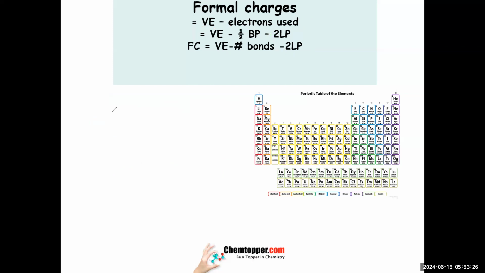Okay, giving you more examples. Check this. Check the formal charge on this oxygen when it's making a single bond with 3 lone pairs. What's the formal charge? You can use any equation. You can use this one, or you can use this one. Your teacher may give you another one also, but I think these are better. Yes, -1.